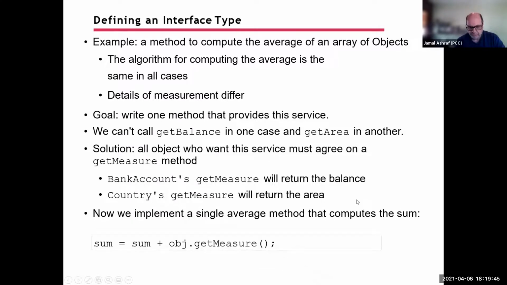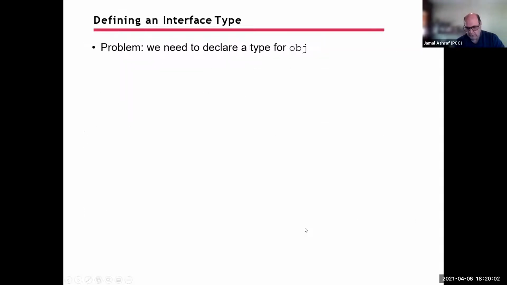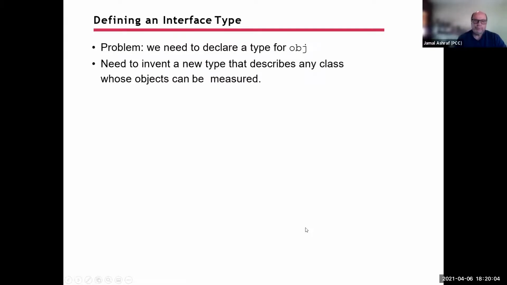Now, how do we implement this? I can easily do a sum plus the object that's coming to me, call the get measure to get the number, then I have my sum, and then I can divide it by the number of items in there and create my average. So this is going to be generic. We're going to have different objects coming into me. I don't know what objects are coming. All I'm requiring is: give me a number.